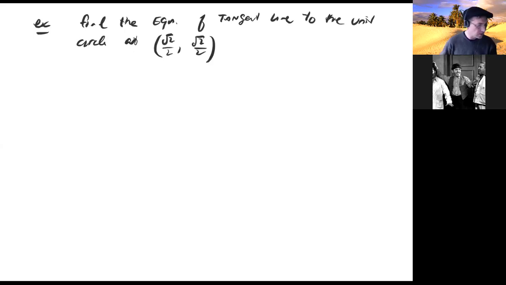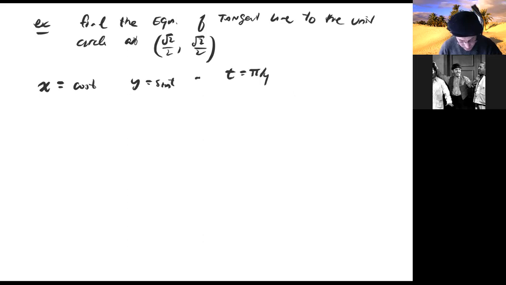That's a point on the unit circle. So here's what we're going to do. We're going to use the following parameterization: x equals cosine of t, y equals sine of t. And the point square root of 2 over 2, square root of 2 over 2 occurs at t equals pi over 4, because the cosine of pi over 4 is radical 2 over 2, as is the sine of pi over 4.